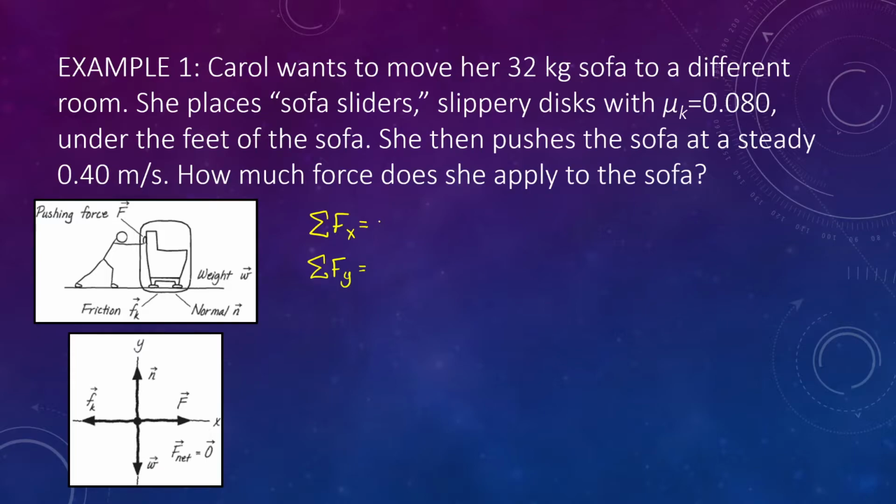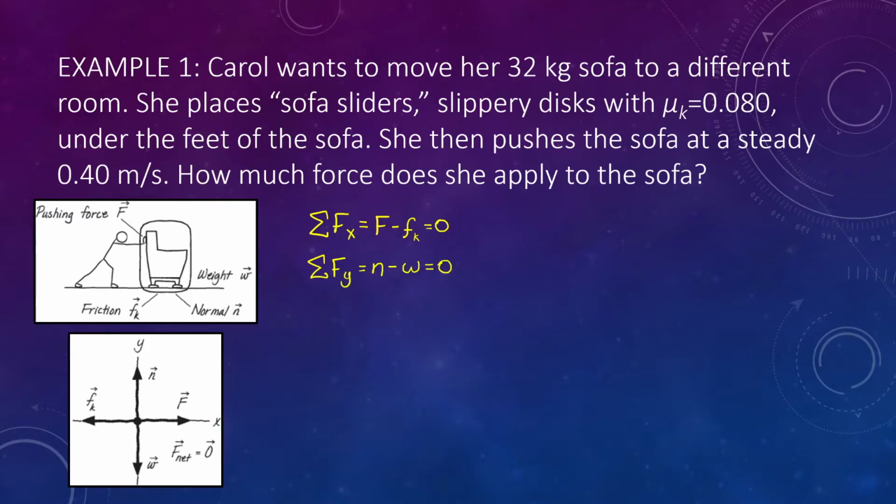In the x direction, we have her pushing force F to the right and the friction force of kinetic friction to the left. There is no acceleration, so this is set equal to 0 instead of ma. Now in the y direction, we have the normal force pointing upward and the weight pointing downward, making it negative. And again, there's no acceleration, especially in the vertical direction, and so the equation is set equal to 0.